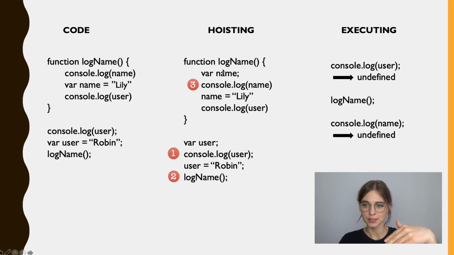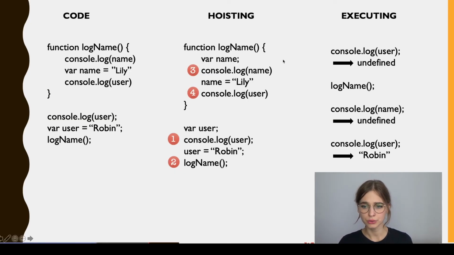Log name goes inside the function. The first instruction inside the function is to console log name, but unfortunately it's been hoisted without the value, so it's still undefined. The next instruction would be console log user. When we try to console log user from inside that function, it's already been here, so it knows that the user is Robin, so it would print out Robin.